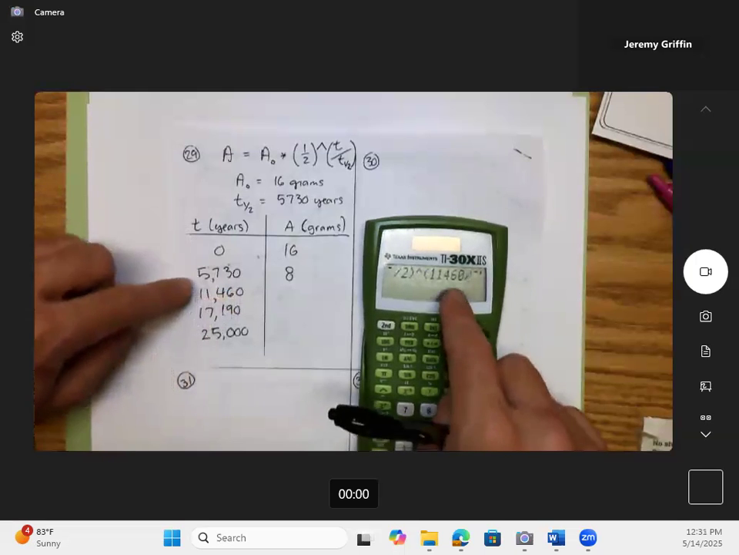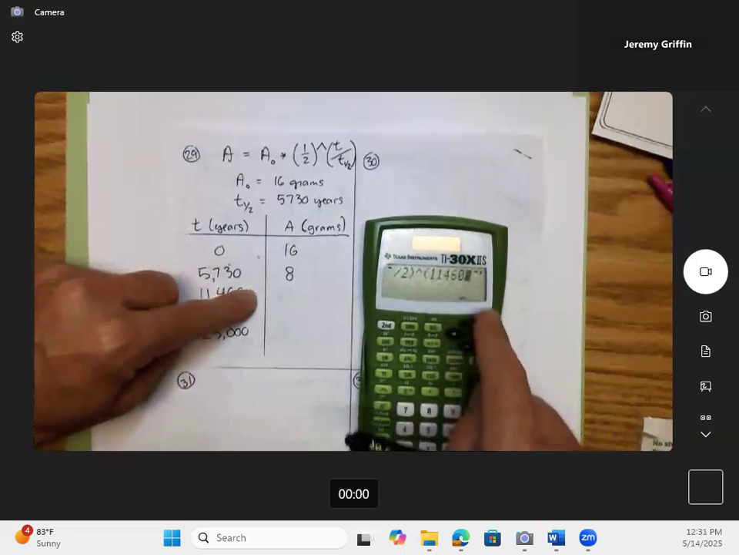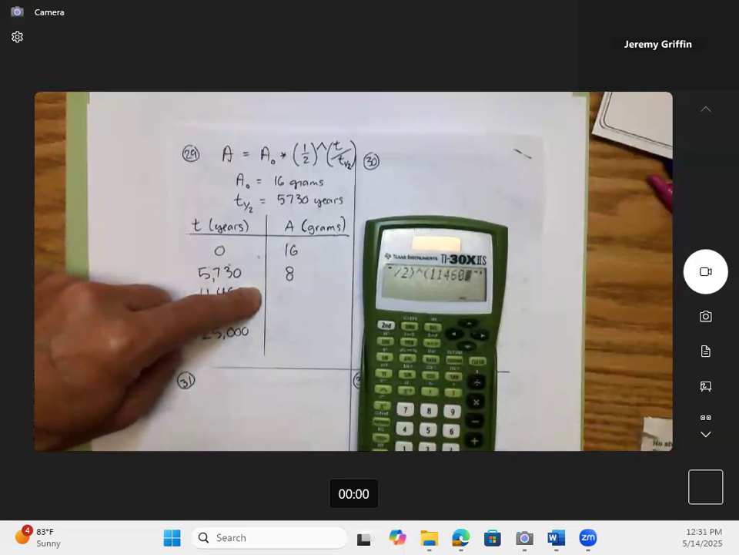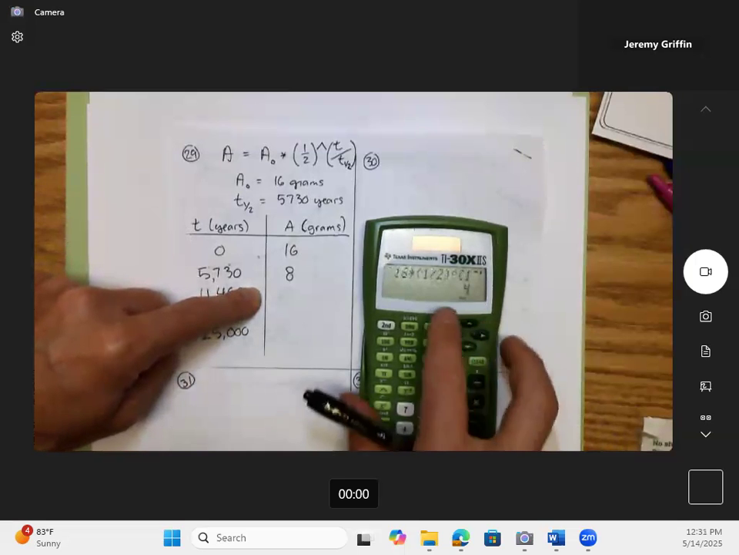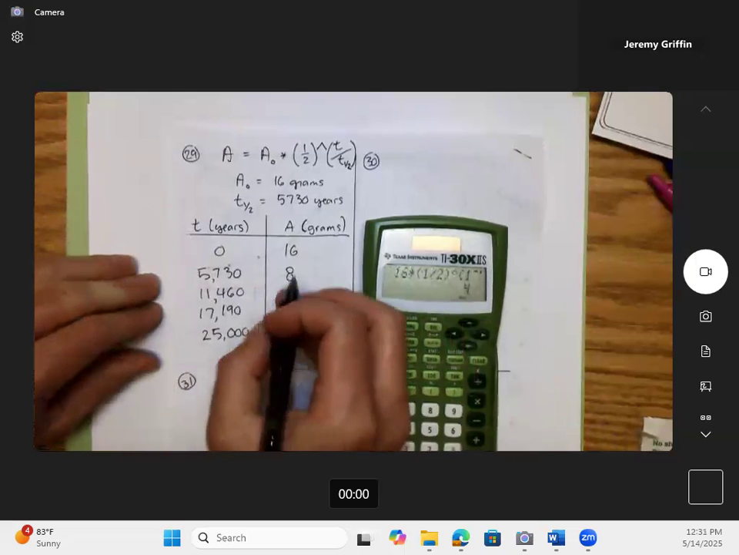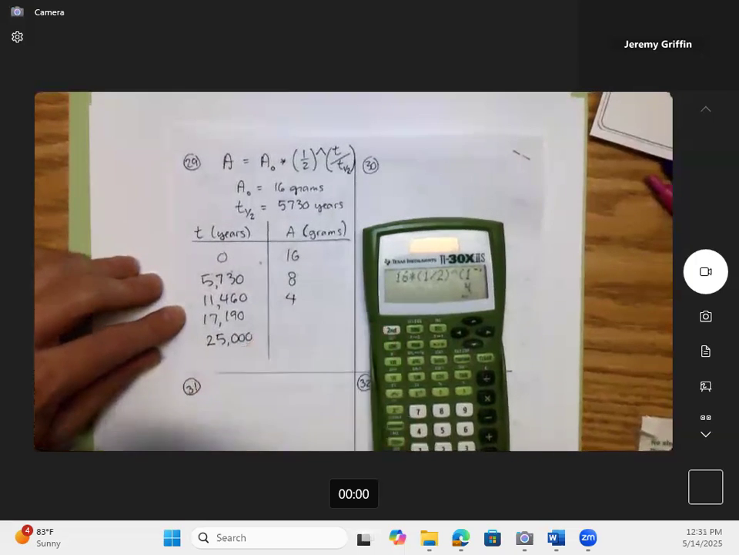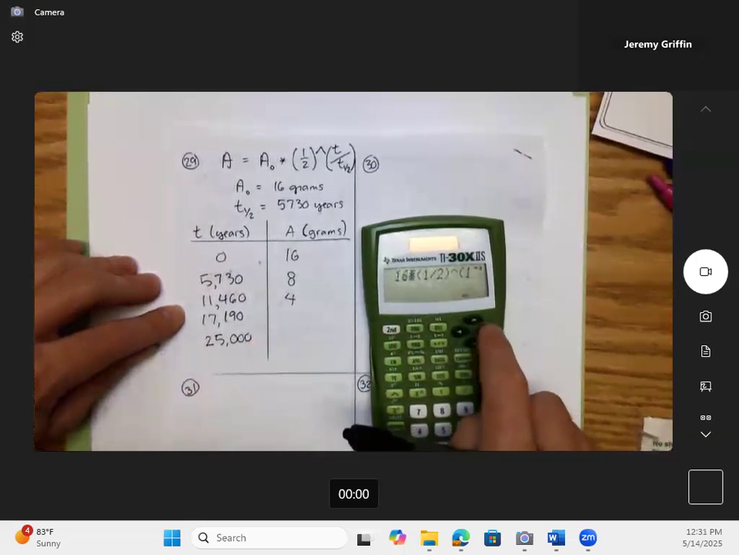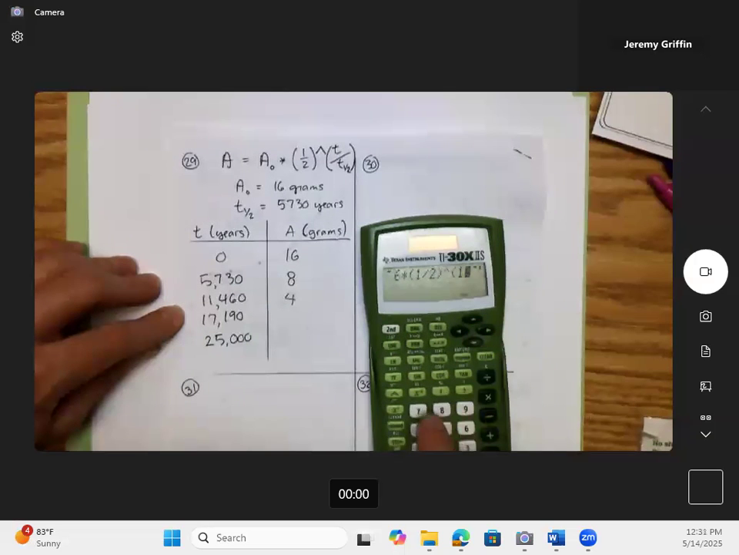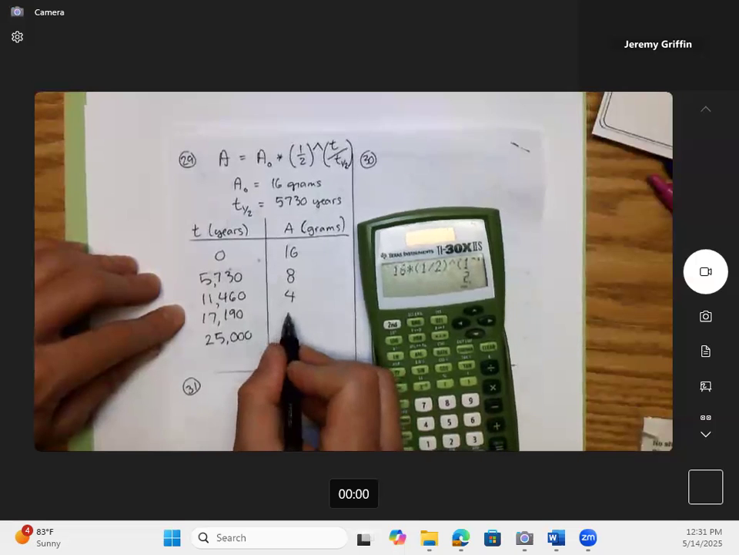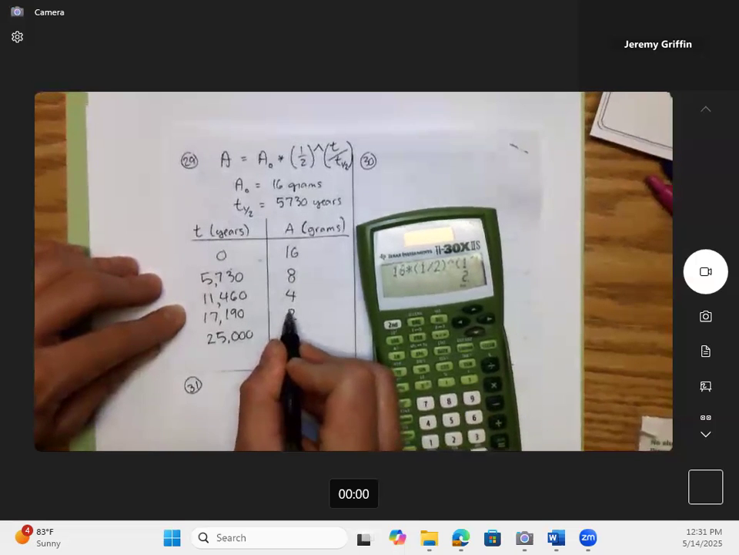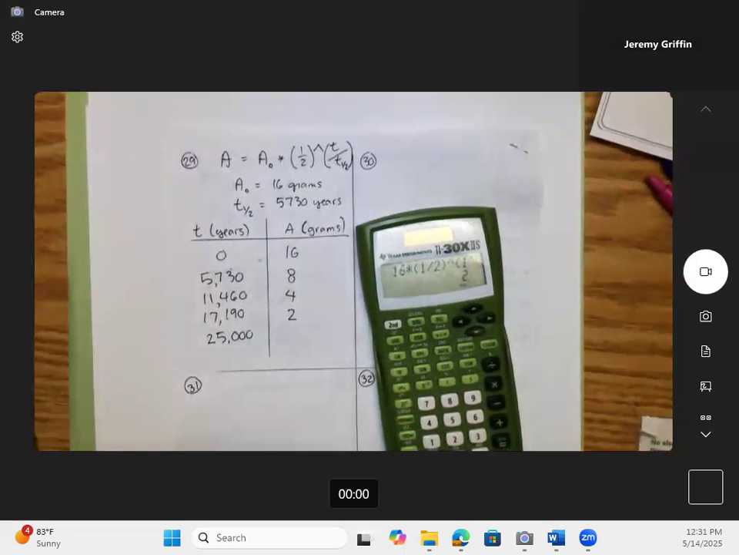So 11,000 years should come out to, how much do I have left? Should it be 4? Hey, it is 4. Look at that. You guys see this is all working? All right. Scroll up, scroll over. Let's do 17,000 years. 17 and change. So we get 2 grams, right? So it looks like every 5,000 and some years, it's getting half and half and half, right?